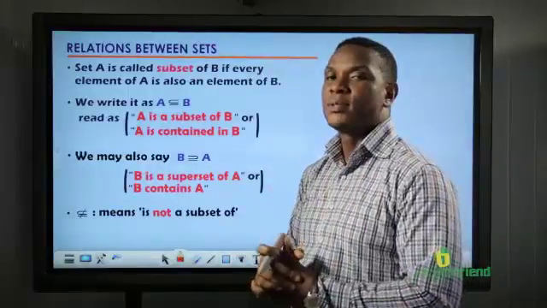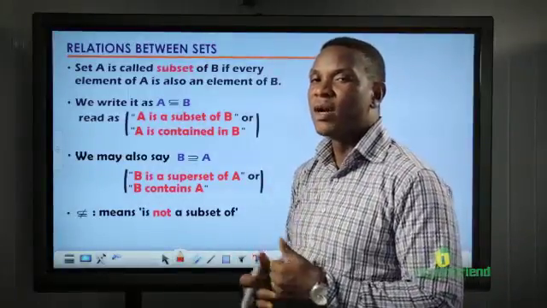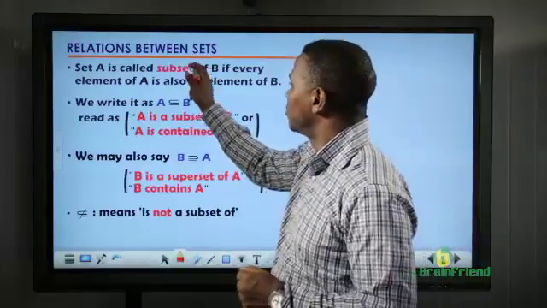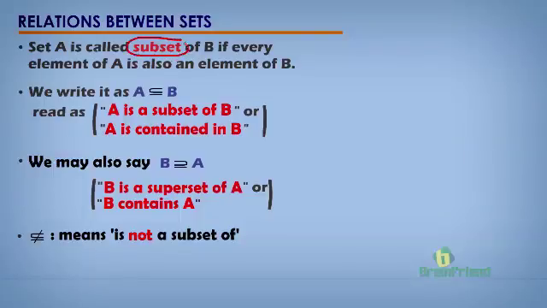One major concept that exists as a result of interaction between sets is the concept of the subset. A set, for instance A, is called the subset of B if every element of A is also an element of B. To illustrate that relationship, there is a symbol that we make use of. So that symbol is written in this manner.